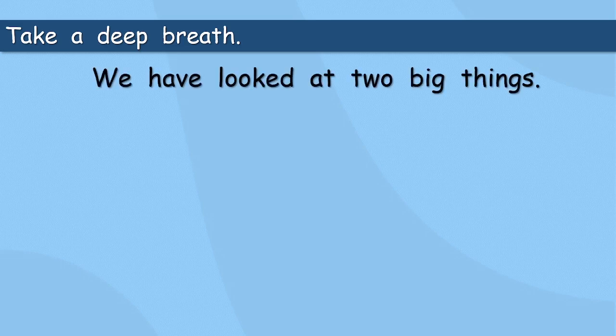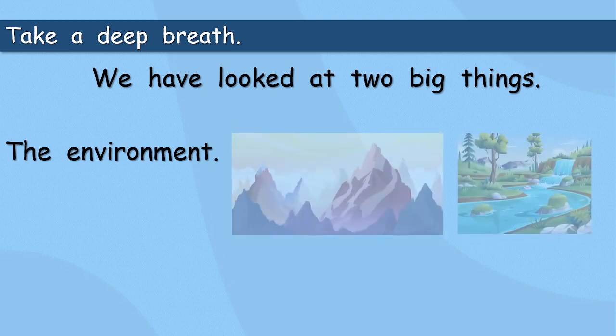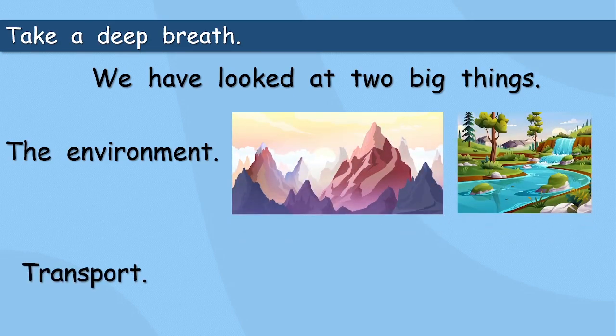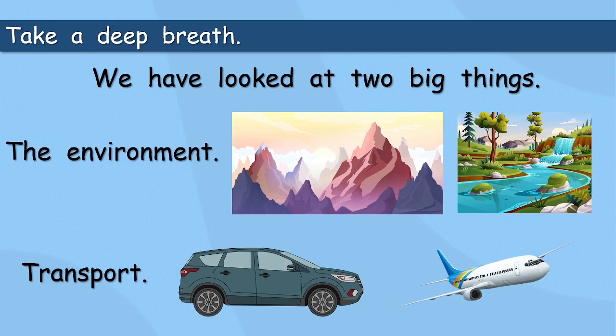We have looked at two big things. The environment, that's really big. I don't think we can get any bigger. Maybe we'll look at the space. That would be very big. But the environment is big enough for us. What was the other thing? Transport. Many different types of transport. So lots of environment and lots of transport.